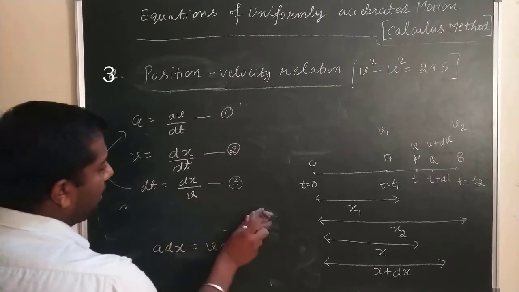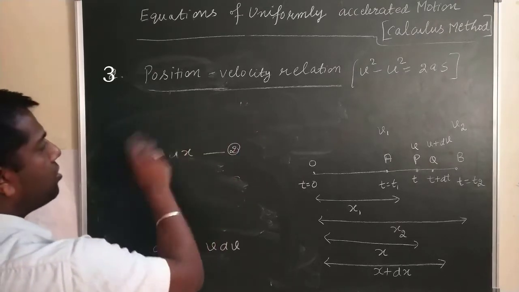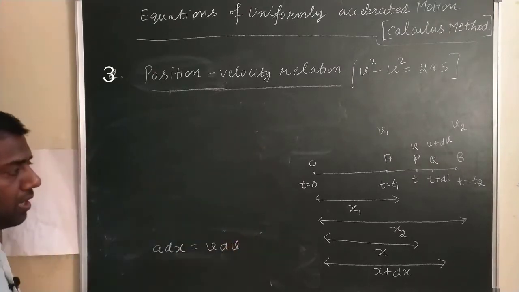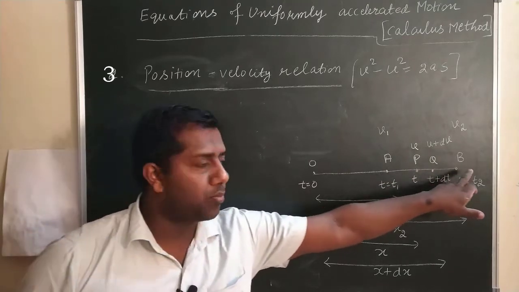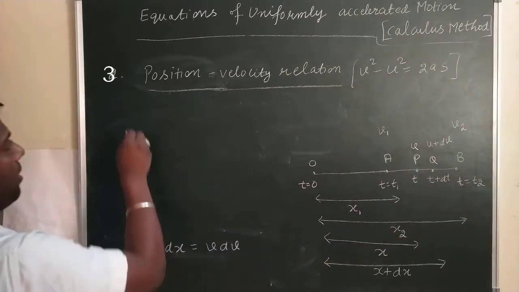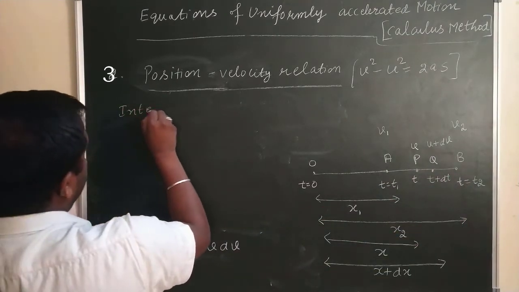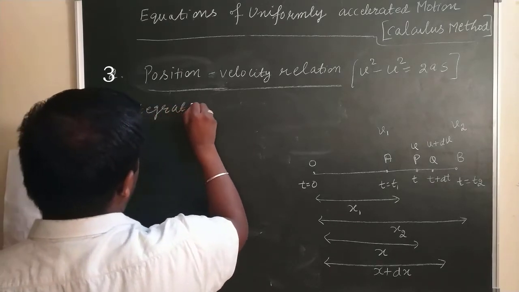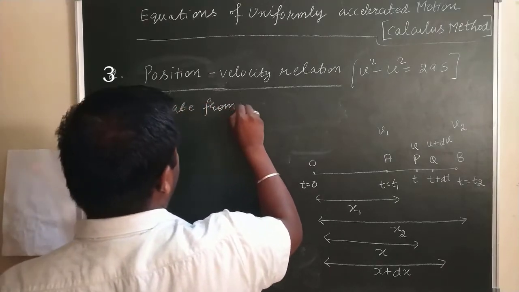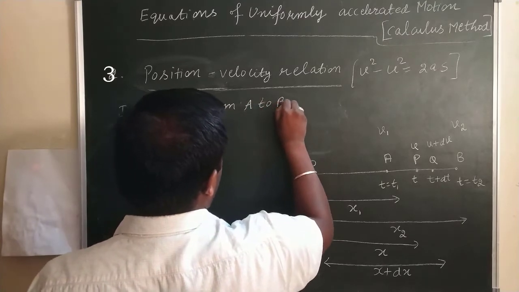So now we will integrate from our initial point to the final point. Initial point is A and the final point is B. So now integrate from A to B.